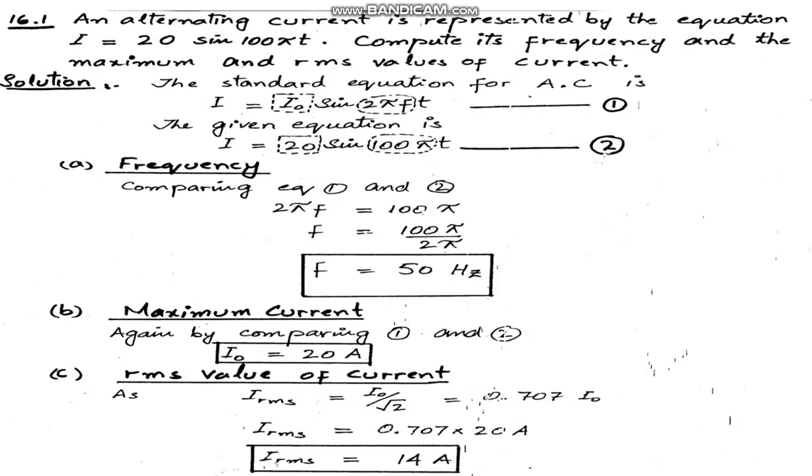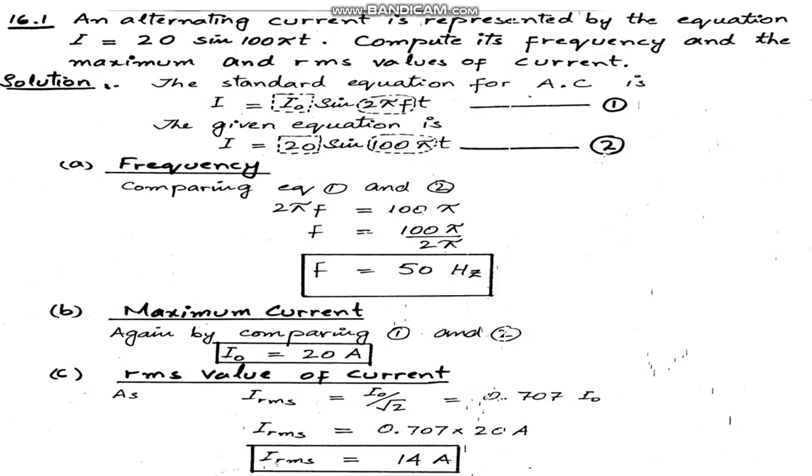A, frequency. Comparing equation number 1 and 2, we take just the value 2 pi f is equal to 100 pi. All other terms in equation number 1 and 2 are cancelled. So 2 pi goes to the other side and f is equal to 100 pi over 2 pi. Pi cancels. 100 divided by 2, we get the answer. f is equal to 50 Hertz.